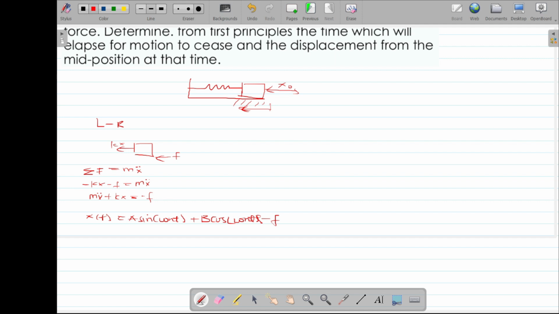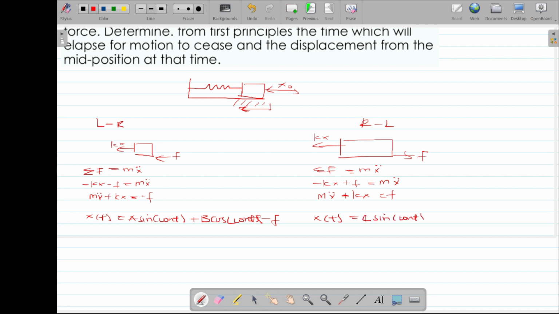When the body is moving from right to left, we have the spring force, and then friction acting in the opposite direction. So once again, the sum of forces equals m x double dot. We have minus kx plus F equals m x double dot. So m x double dot plus kx equals F. The equation of motion x at any time t will be equal to some constant, let's say C sine omega n t plus D cos omega n t plus F on k.